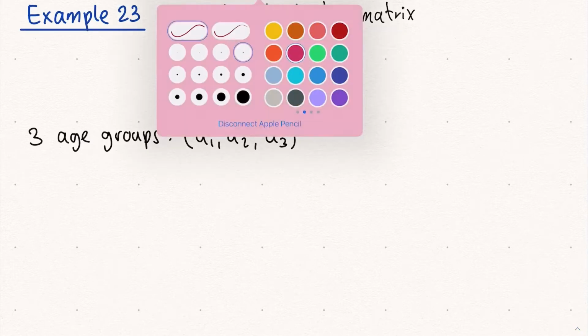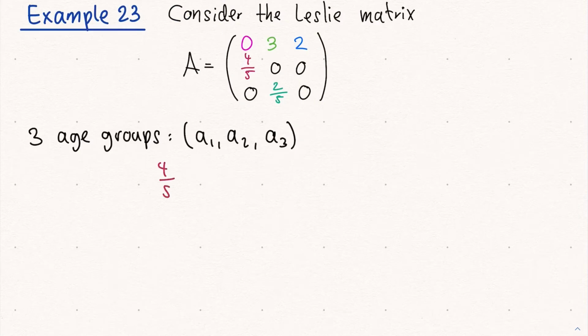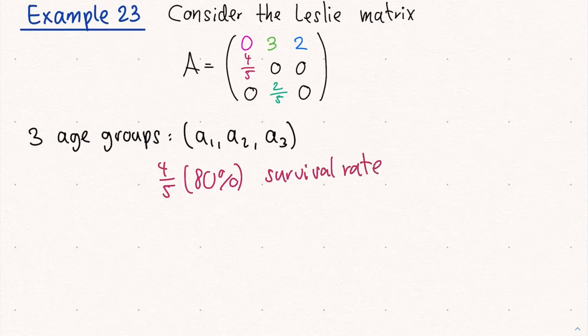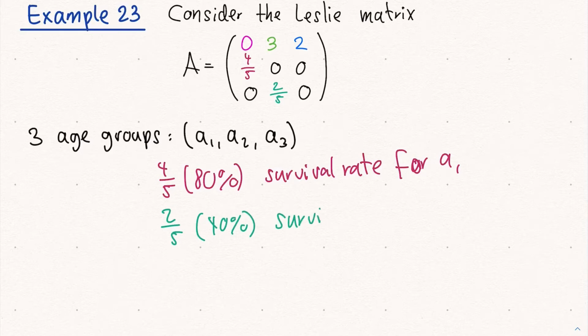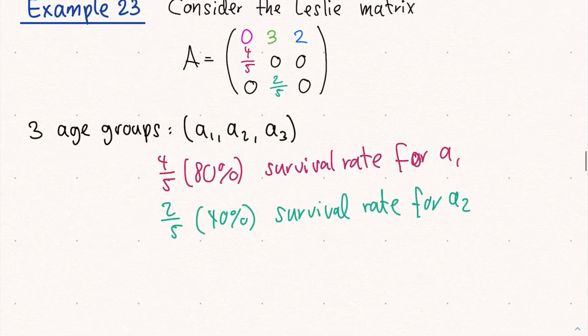So maybe this we could write down. This 4/5 means 80% survival rate for A1. And this 2/5 here means, well, it's 40% survival rate for the age group 2. Okay, so now let's calculate, in this case, what is an eigenvector and eigenvalue.